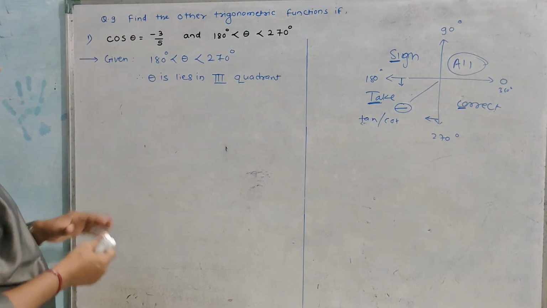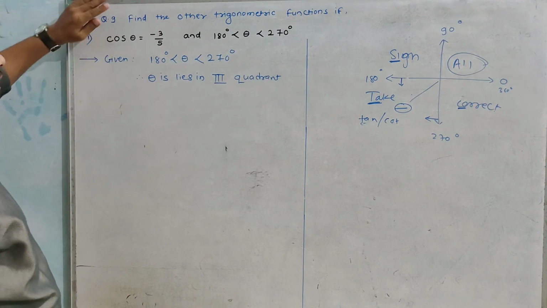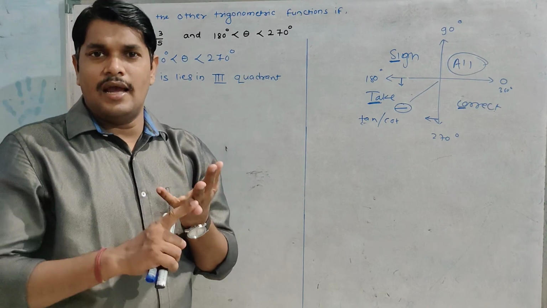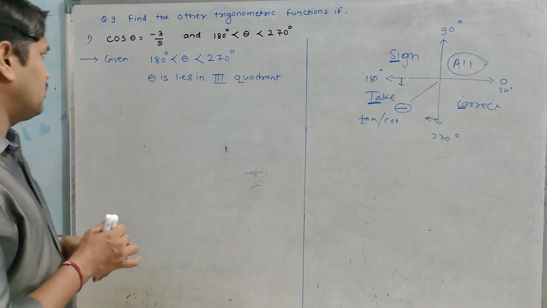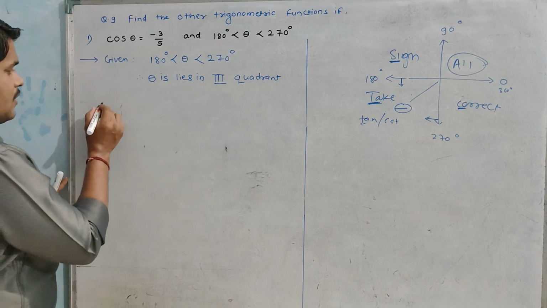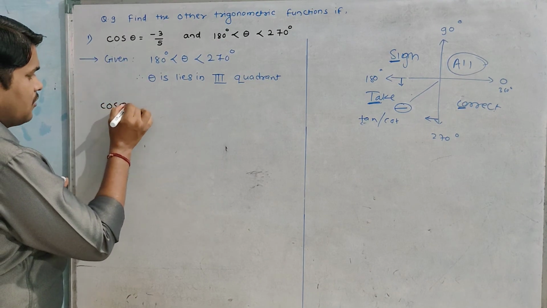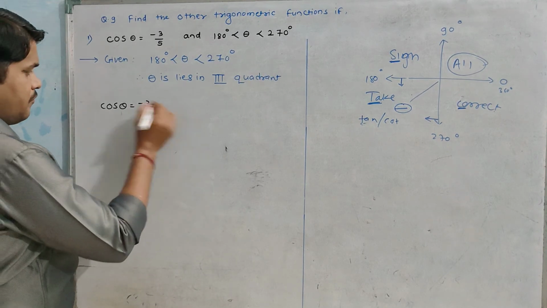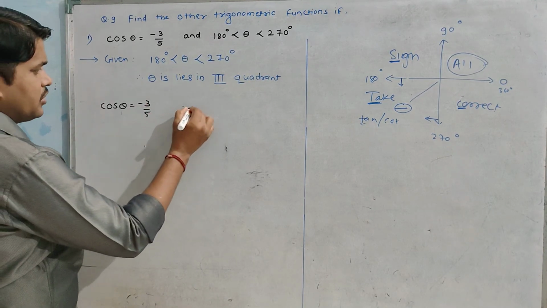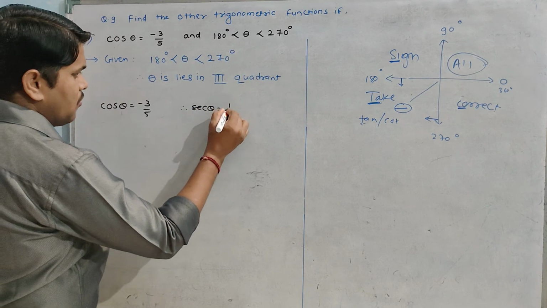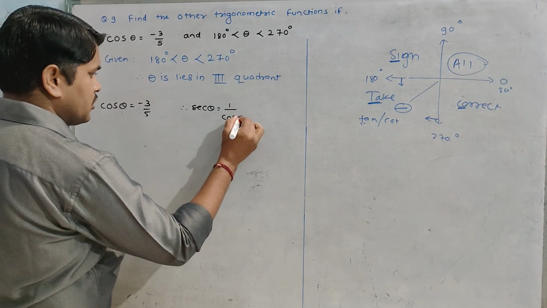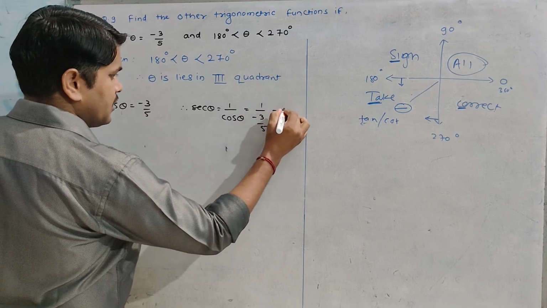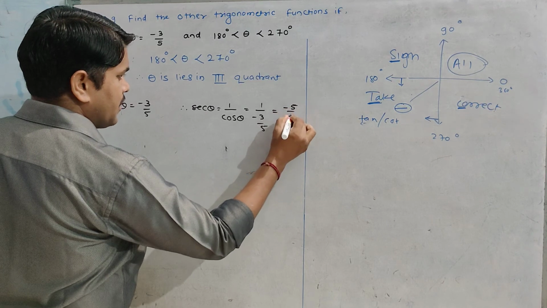Now we have to find the other, that is except the cos. Already we have cos theta, so we have to find sin, tan, cosec, cot and sec theta. Okay, so here we are starting with cos theta, which is equal to minus 3 by 5. So from this equation we can write sec theta, that sec theta is 1 upon cos theta. So 1 upon minus 3 upon 5. So sec theta is how much? It is minus 5 upon 3.